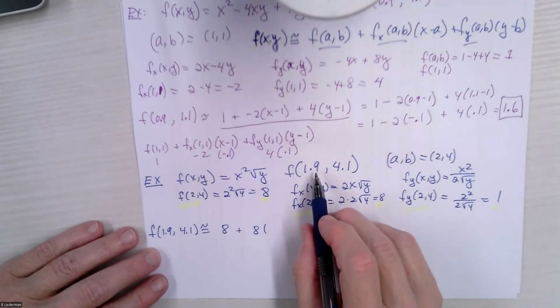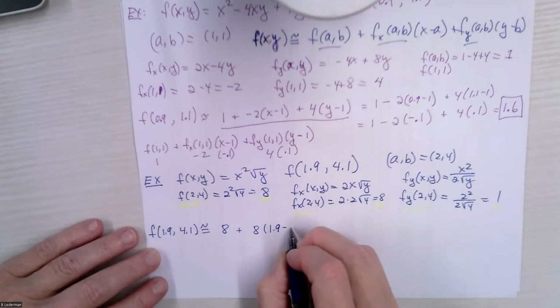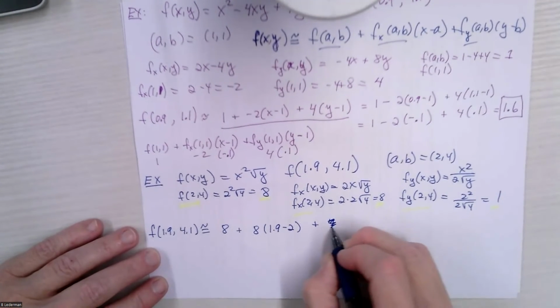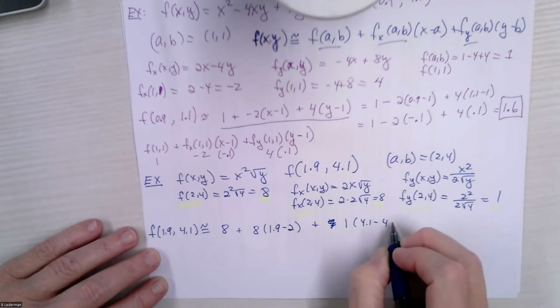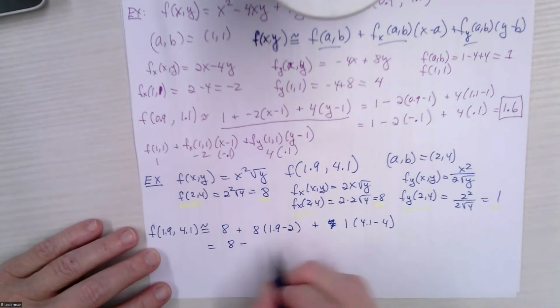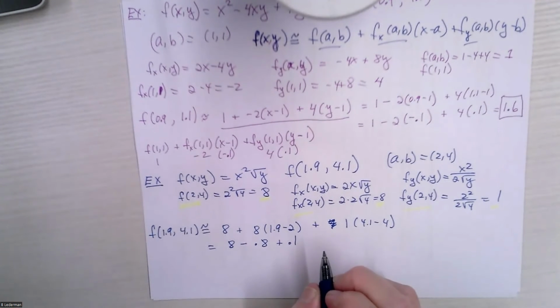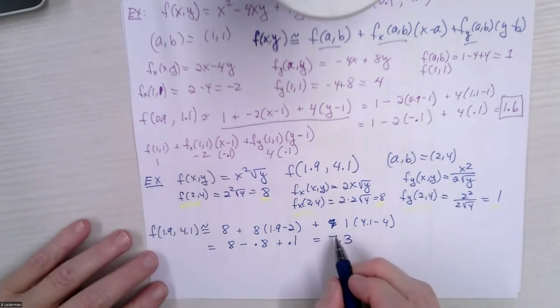1.9 minus 2 plus 1 times 4.1 minus 4. So this is approximately 8 minus 0.8 plus 0.1, which is 7.3. That's our answer.